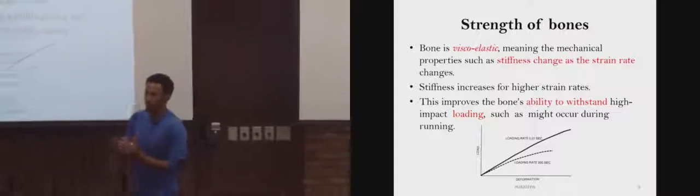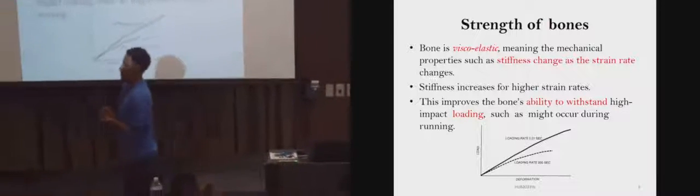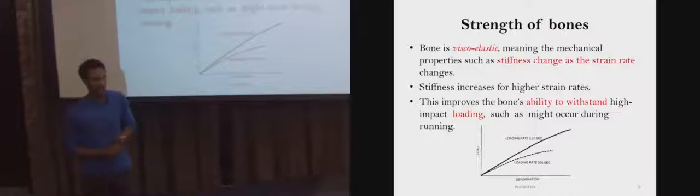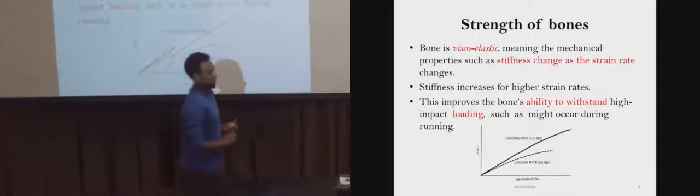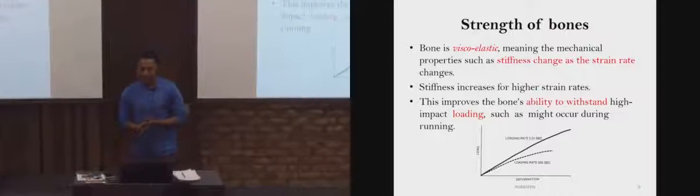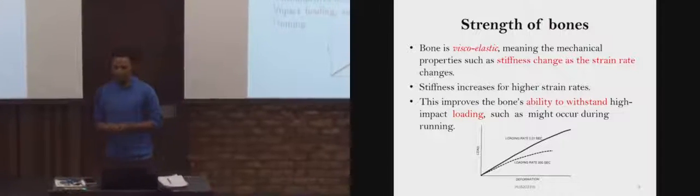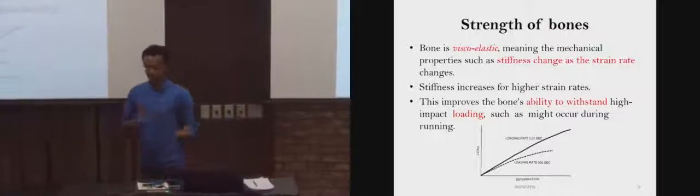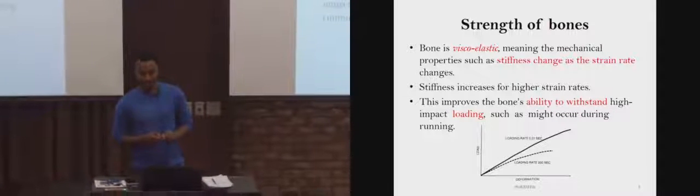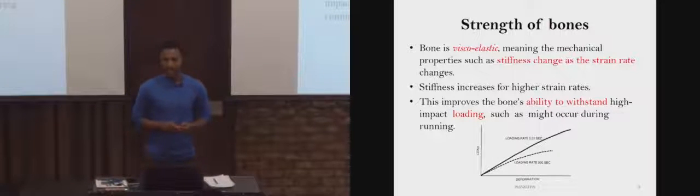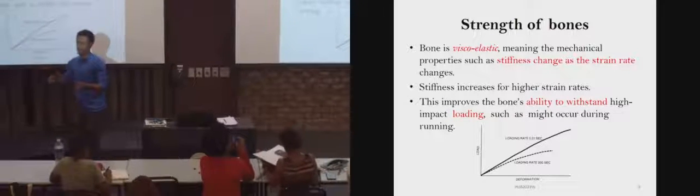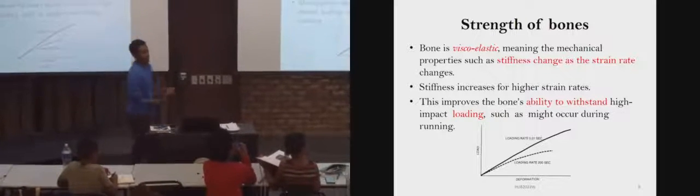Bone is a viscoelastic material. It has both viscosity property and elasticity property. Viscosity is a measure of resistance to gradual deformation by shear stress or tensile stress. And elasticity is the ability to return to the original position after the load is taken.